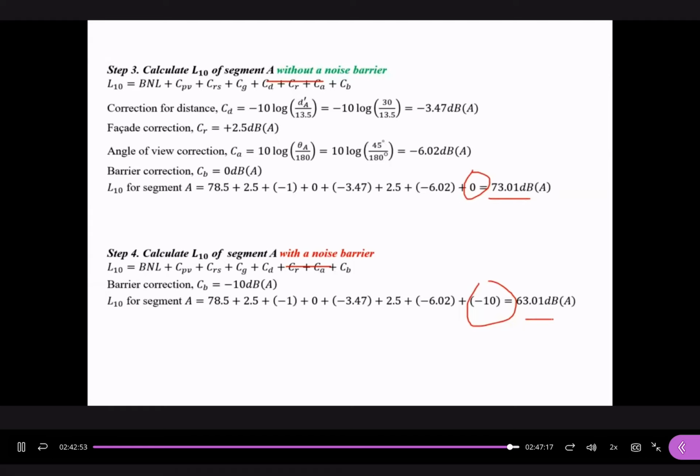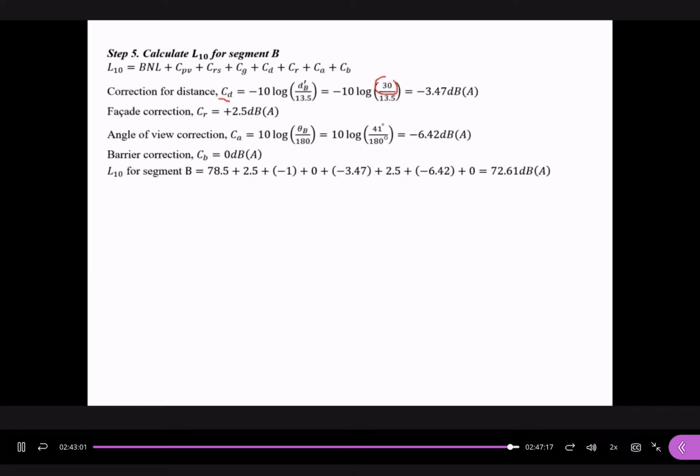Now how to calculate 7B? We follow the same procedure, but for the distance correction, it is still 30 meters. But the angle of view, theta B, is 41 degrees. So if you substitute all these correction factors into the equation, it is 72.61 dBA. Any problem? Okay, now we need to calculate the overall results.